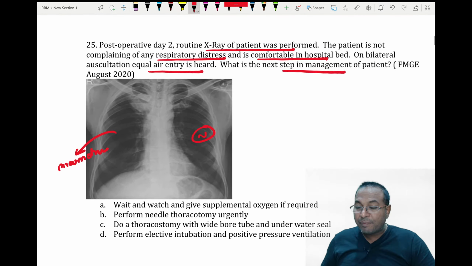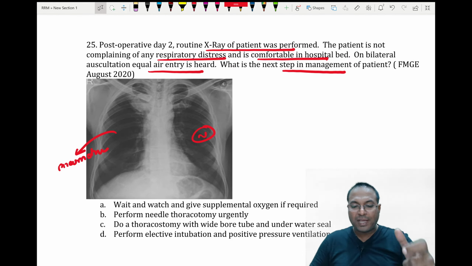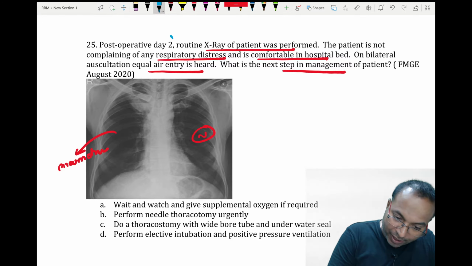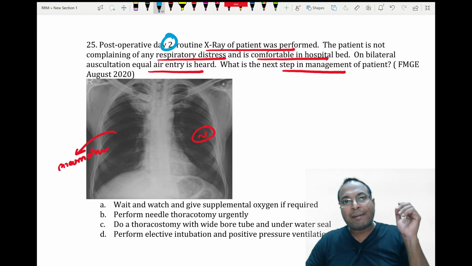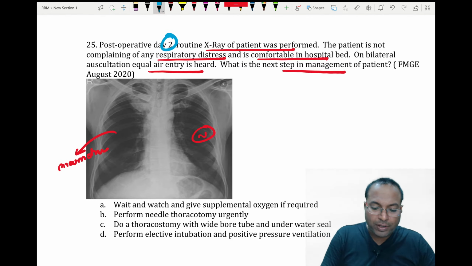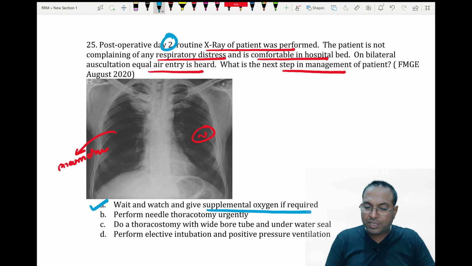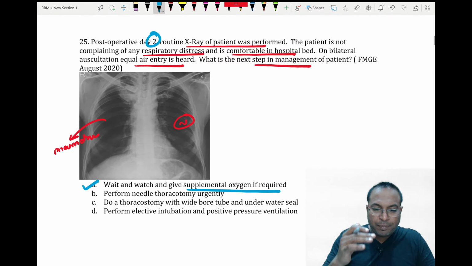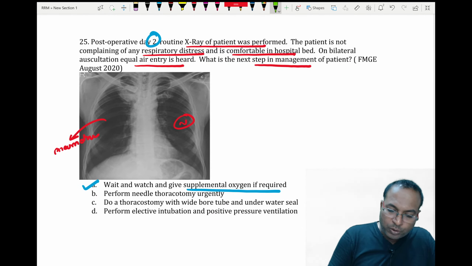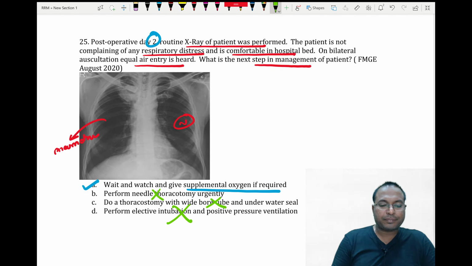So the question will stimulate you to go and put a needle or go and put a thoracostomy. So please remember, on a second post-operative day, especially following any laparoscopic surgery, you can develop carbon dioxide pneumothorax. Nothing to worry, that will get absorbed by itself. So wait and watch and give supplemental oxygen if required. Simple question. To make you confused and make you wrong, they make a question like this. You should not put a needle now. Don't put ICD. No need of intubation because patient is comfortable.